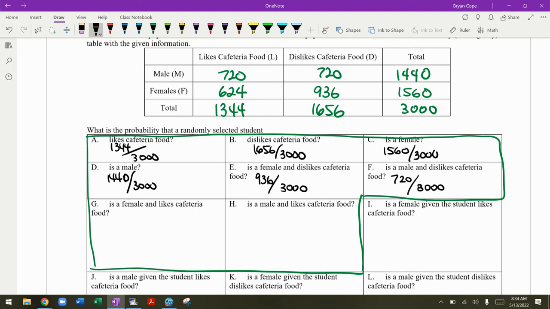All of your denominators should be 3,000. Yep, I'll explain why in a minute.